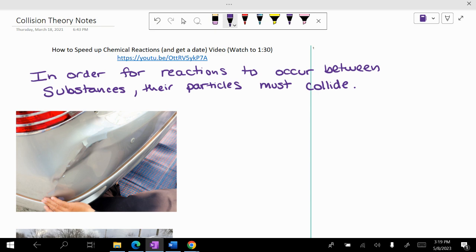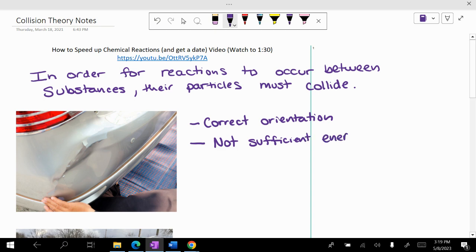So the picture I have up here is of a fender bender where there's a car accident. You can see there's a dent in the car. And so you have correct orientation, but this is minor. There's not much damage. There is not sufficient energy. So this would not be what we would consider an effective collision.